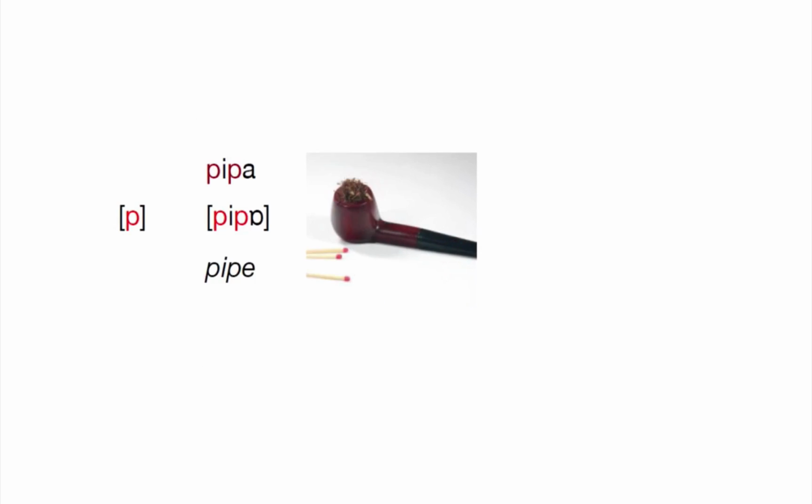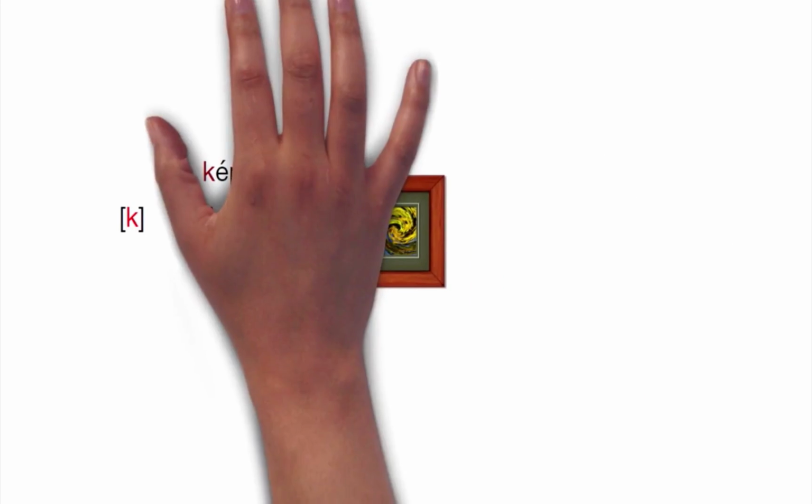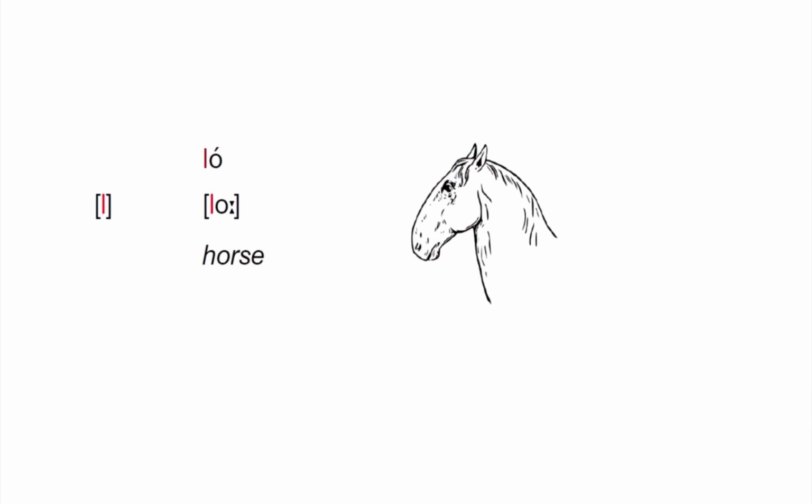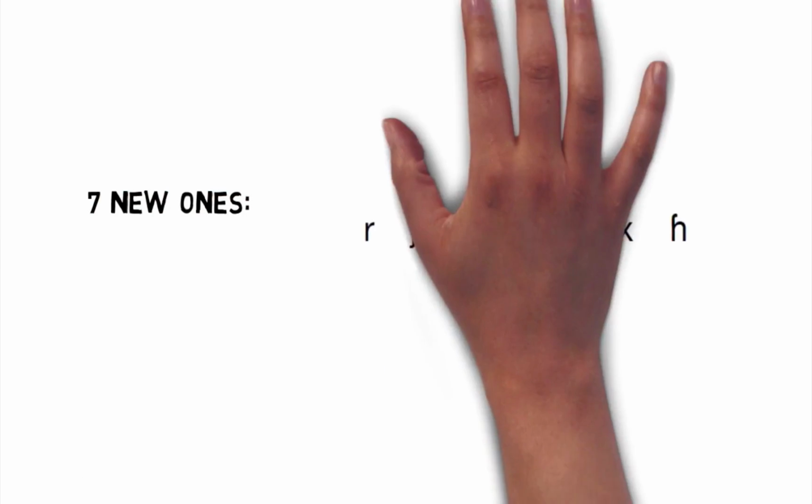We then had p as in pipa and k as in cape. Both of which also didn't have big puffs of air. And last, we covered Hungarian's L, L as in low, which was made using only the front of your tongue. Finally, we went over several new sounds.